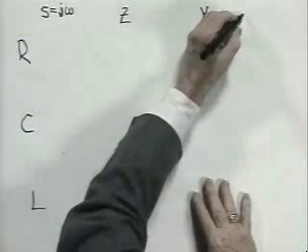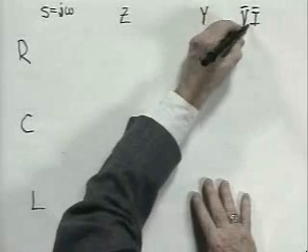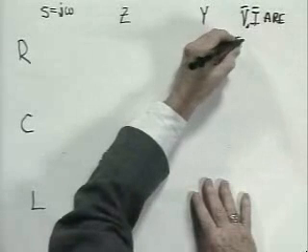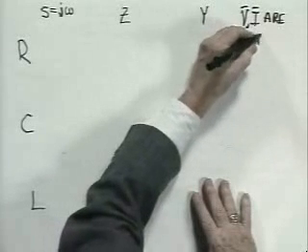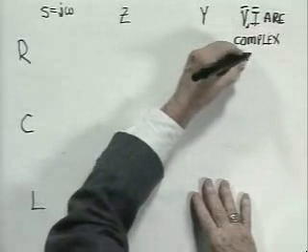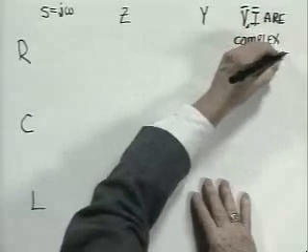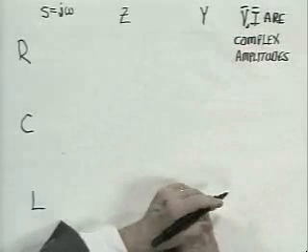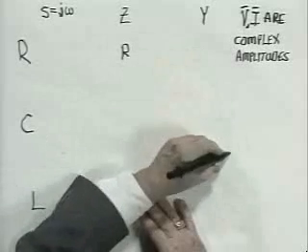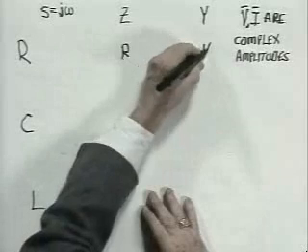Keeping in mind that V and I, complex numbers, are the complex amplitudes of the voltage and the current. Well, for the resistor, Z is just R. For the admittance Y, it's just G, equals 1 over R.